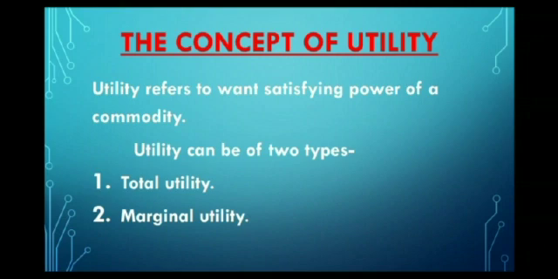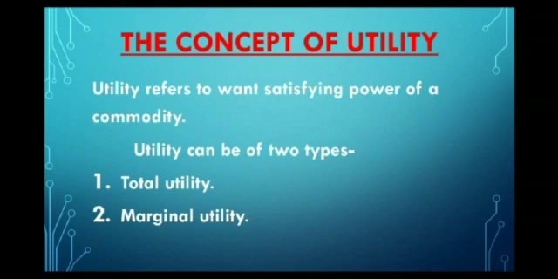Utility can be of two types. They are total utility and marginal utility. Total utility. It is the total satisfaction derived from consumption of a given quantity of a commodity at a given time. In other words, it is the sum total of marginal utility. Marginal utility. It is the change in total utility resulting from the consumption of an additional unit of a commodity. In other words, it is the utility derived from each additional unit.